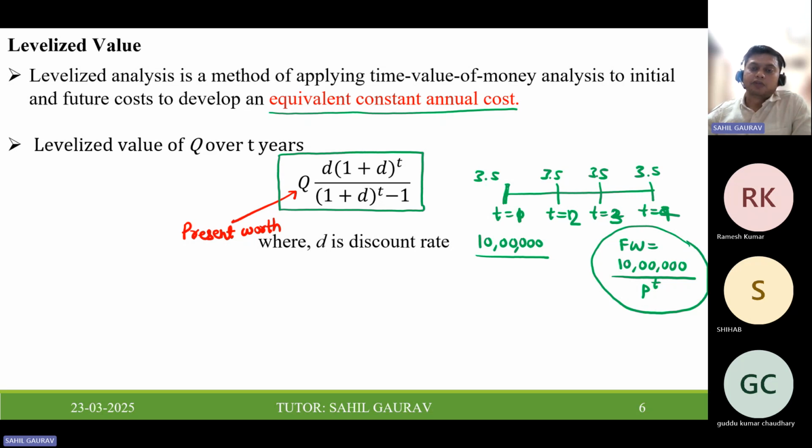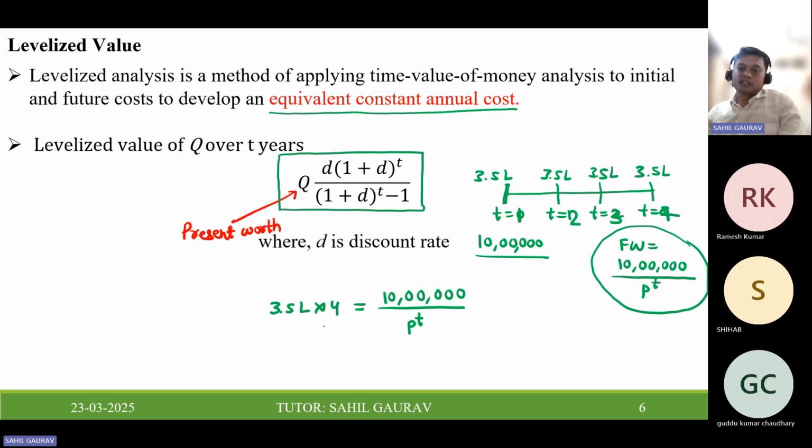So the first year you invest 3.5, the second year 3.5, the third year 3.5, and the fourth year 3.5 lakh. So you invest equally, and this amount will be equal. So 3.5 lakh into 4 is equal to the future worth of 10 lakh. The future worth is what? 10 lakh upon p to the power t. That is the thing they want to ask in this question.